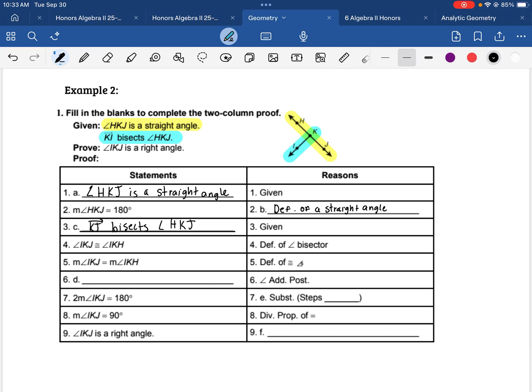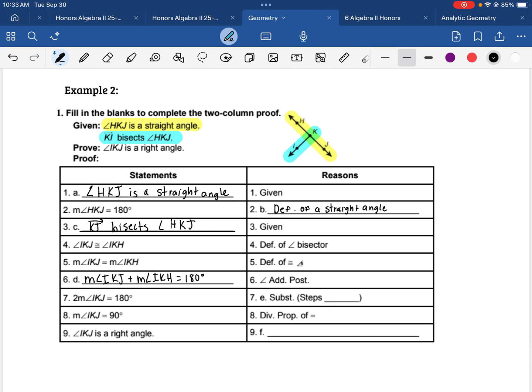And then the next step, step 6. Oh, that was by the definition of angle congruence. The next step is the angle addition postulate, which means we need to take the 2 parts, add them together, and set them equal to your whole. So we know that the measure of angle IKJ plus the measure of angle IKH is equal to 180 degrees. That is by the angle addition postulate.